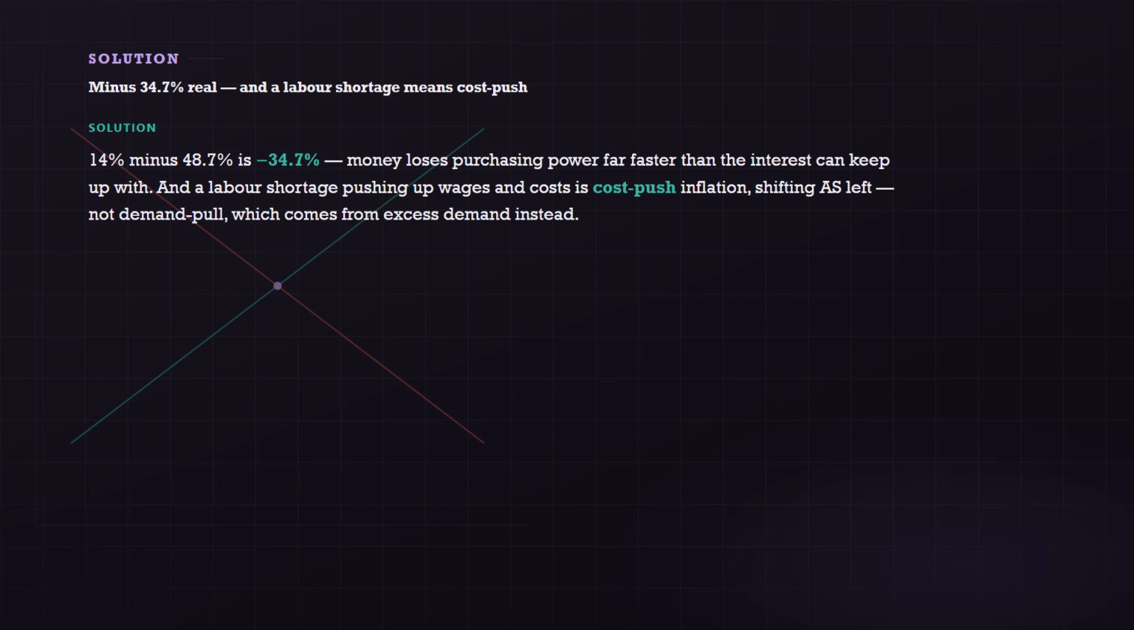And a labor shortage pushing up wages and costs is cost-push inflation. Inflation driven by rising costs of production, shifting aggregate supply to the left, not demand-pull inflation, which comes from excess demand outstripping supply. The two get confused because both raise the price level, but cost push starts on the supply side of the economy and demand pull starts on the demand side.